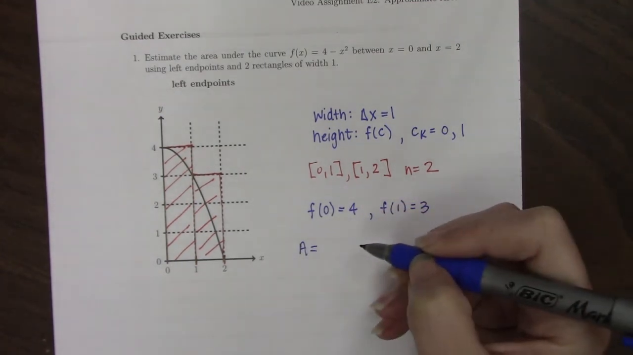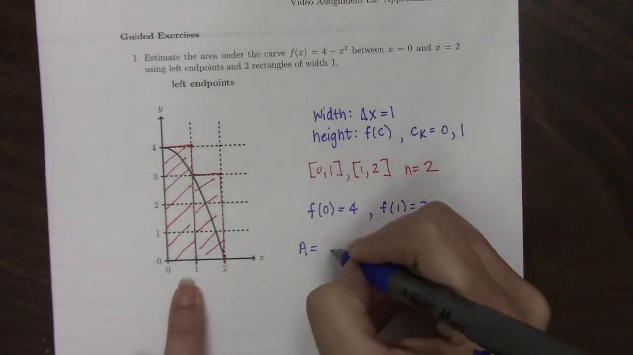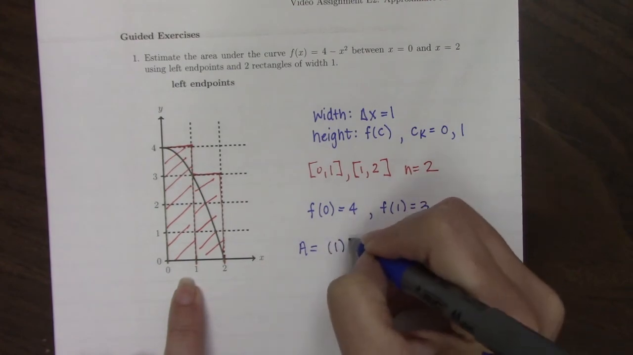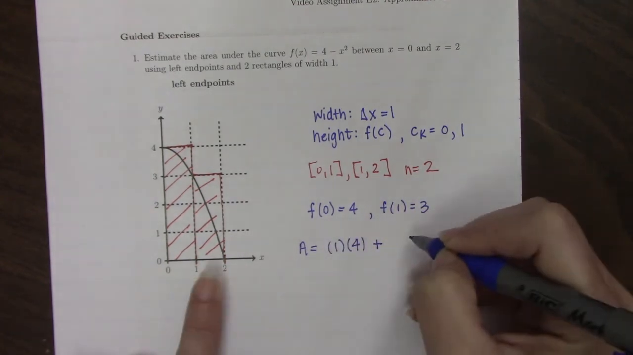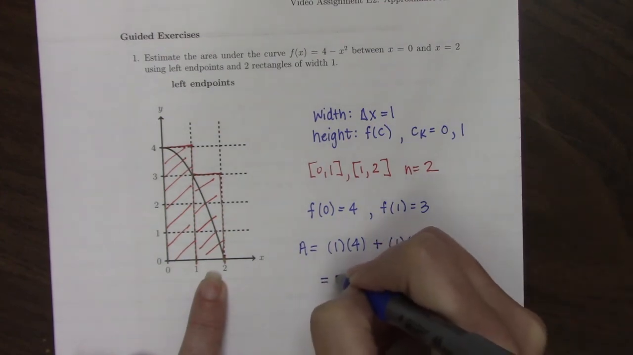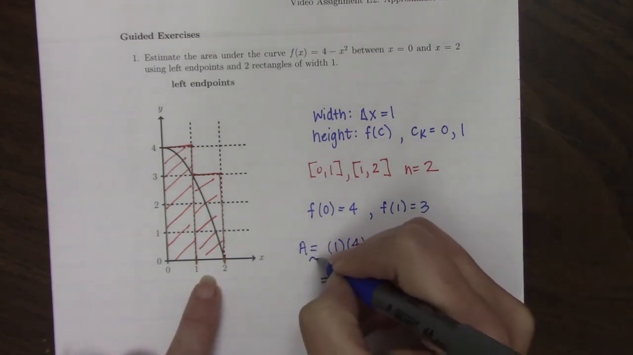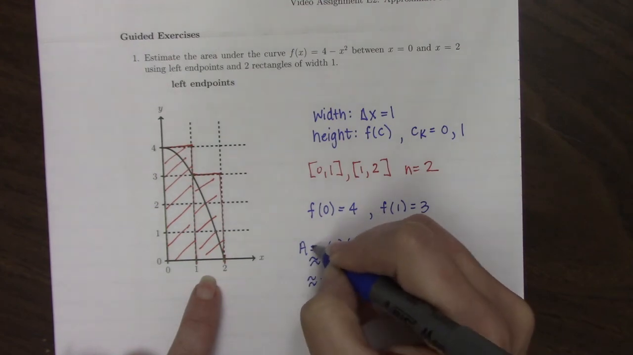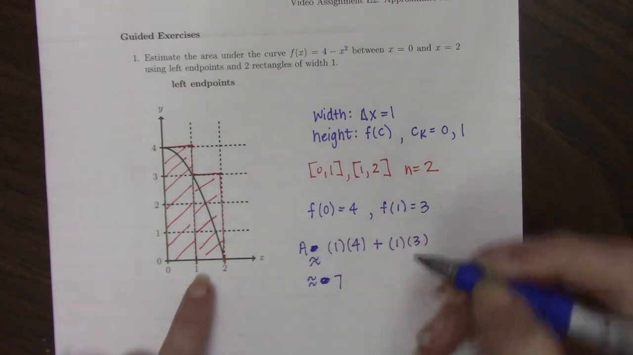So the area is summing up the base times height of each rectangle. So the base was 1, the height was 4. Here the base was 1 and the height was 3. So the approximate area, and we really should do this, squiggly parentheses, is approximately 7.